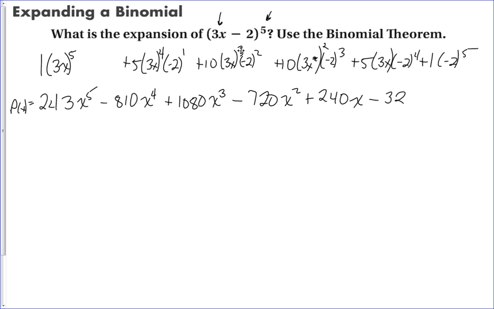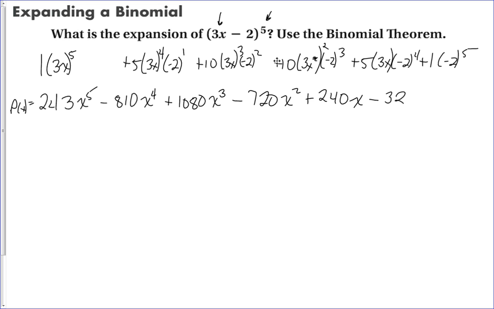You go 3 cubed times 10 times negative 2 squared, 3 squared times 10 times negative 2 cubed, 5 times 3 times negative 2 to the fourth, and then negative 2 to the fifth. And of course, your variables and their exponents will simply be x to the fifth, x to the fourth, x cubed, x squared, x, and then none. All right? So, not too bad.